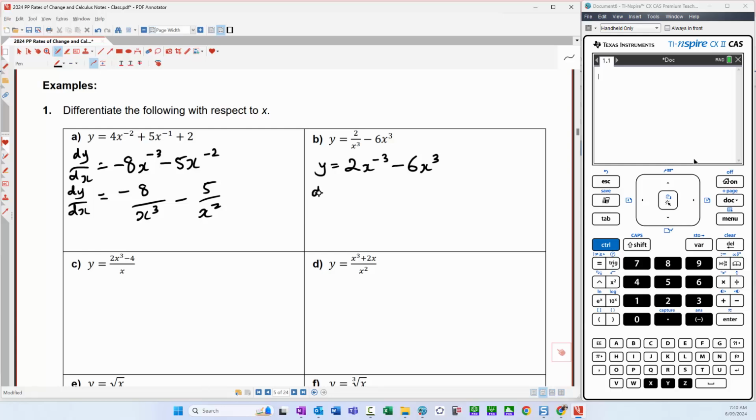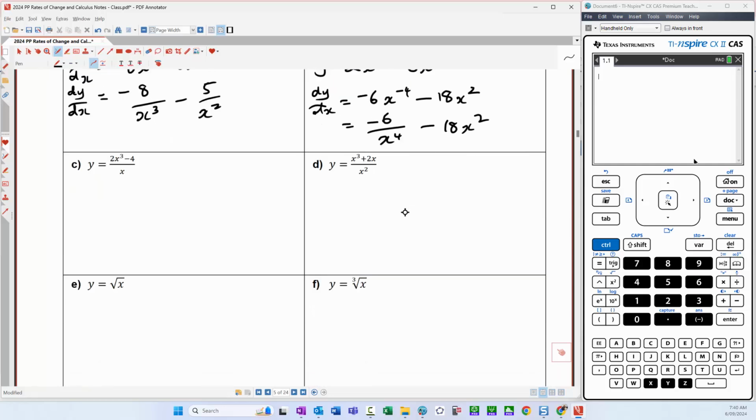Now I'm ready to derive, so I'm going to go dy dx equals negative 3 times 2 is negative 6x to the negative 4, take away 3 lots of 6 is 18x squared, and again, it's probably going to be useful to write that with a positive index. Not necessary, but if we have to evaluate it, it becomes handy if it's written positive.